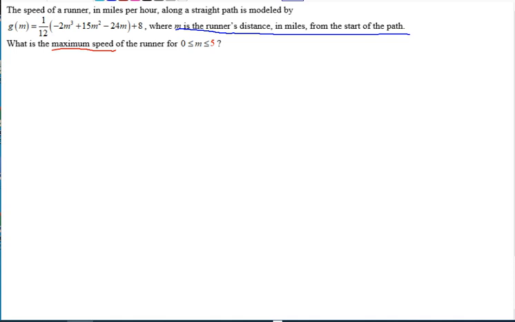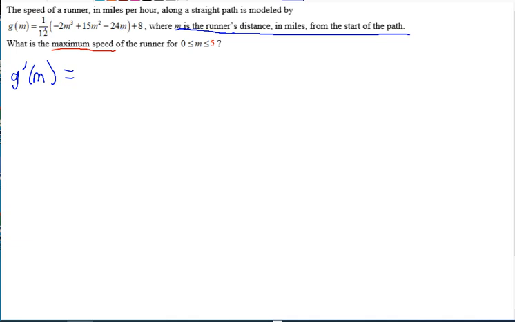And notice it's already in terms of a single variable, so we don't have to substitute in. So we can take the derivative right away on this one. So g prime of m. Now, there's a couple ways to handle this here. You could use the product rule on this. That's one way. But that's not necessary because there's no variables on the outside.